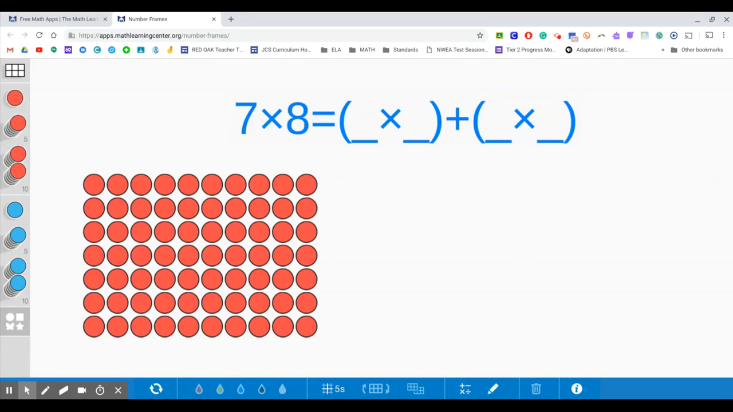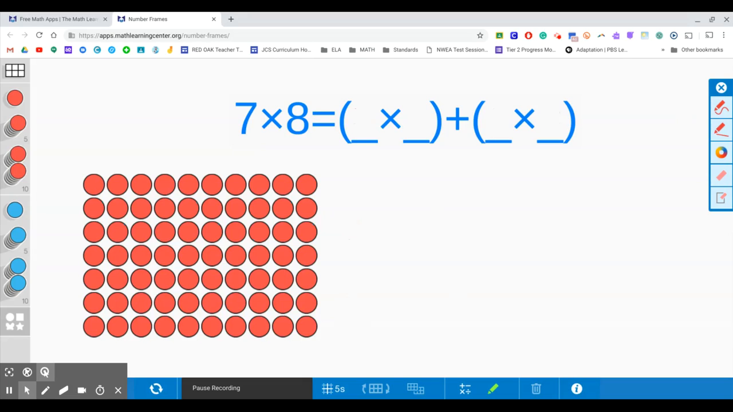Hi families. This week we have been talking about the distributive property of multiplication as a way to make multiplication easier. So we have 7 times 8 shown here, and 7 times 8 is a fact that might be difficult for our kids to figure out. So we've taught them to take 7 times 8 and to break it down. So today I'm going to show you how we do that in class.